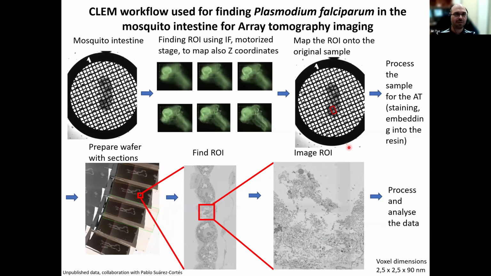When it's possible, and we can use it, we are using the CLEM, so the fluorescence for navigation. This work I will be showing is done in collaboration with Pablo Suarez from the Max Planck Institute in Berlin. He got support from Euro-BioImaging, and he needs to find the Plasmodium falciparum inside of the mosquito gut. So this is the mosquito intestine, so you can imagine how small that thing is.